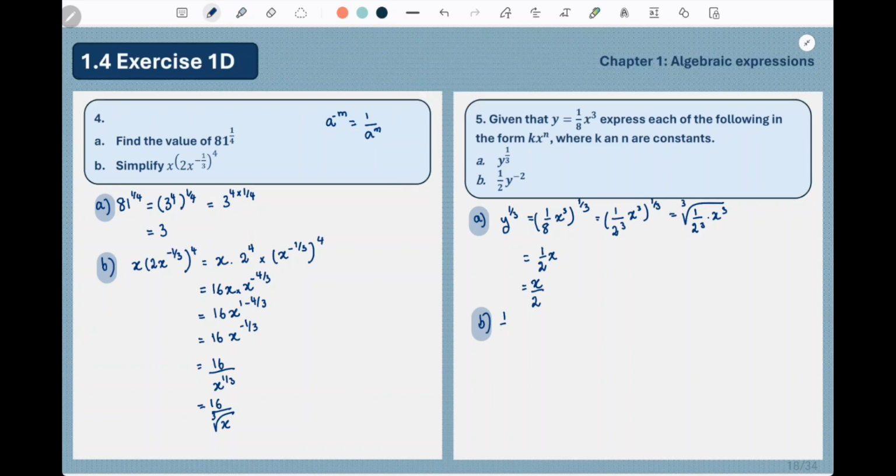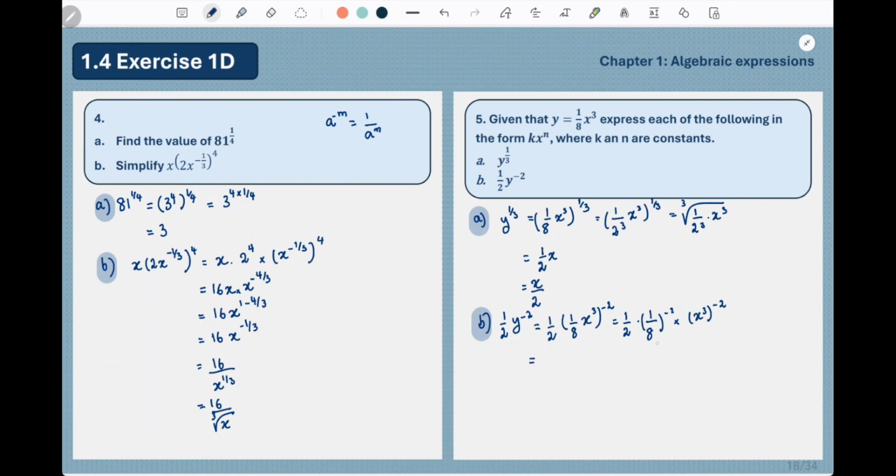Let's move on to the second one: 1 over 2 y to the power of minus 2. I'm going to substitute the y first, and then we can start computing and simplifying. So we have 1 over 2 written here, times 1 over 8 x to the power of 3, to the power of minus 2. I'm going to distribute the power onto both of them, and this one is going to be x to the power of 3 to the power of minus 2.